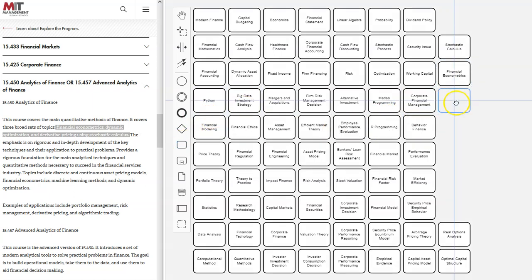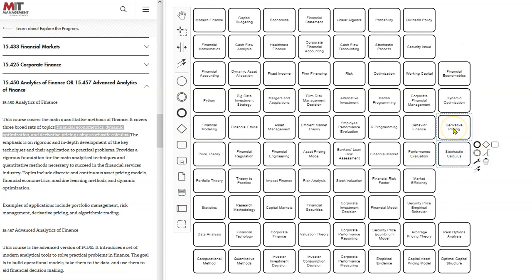If you're not saying these out loud, say these out loud, please. Financial econometrics, price theory, asset management, firm financing, banker's loan risk assessment. Get used to verbalizing these words. Dynamic optimization. And we have derivative pricing. And in this case, derivative pricing using stochastic calculus.